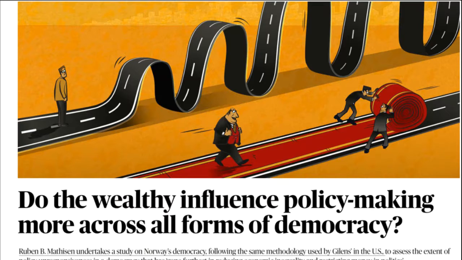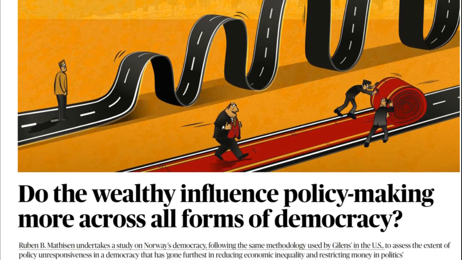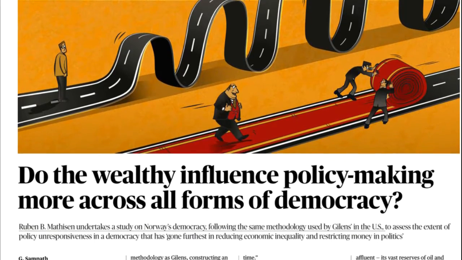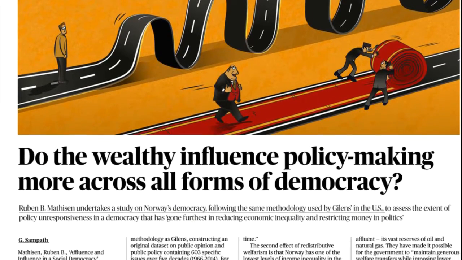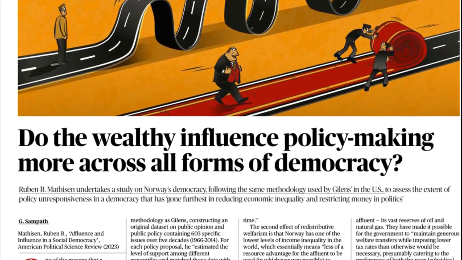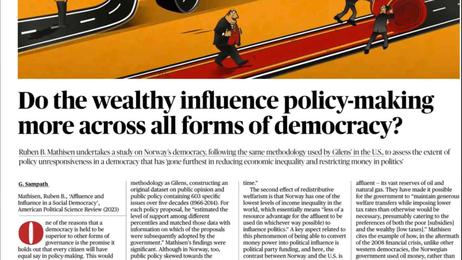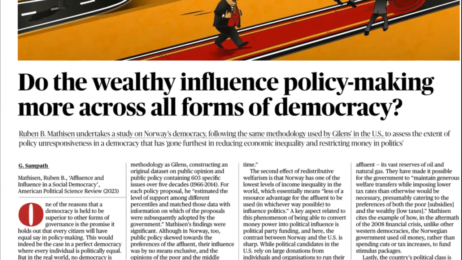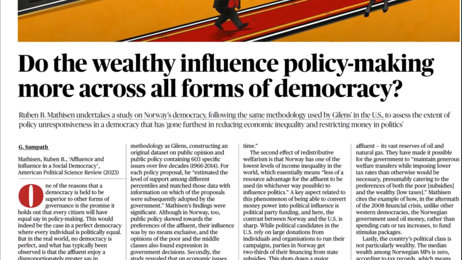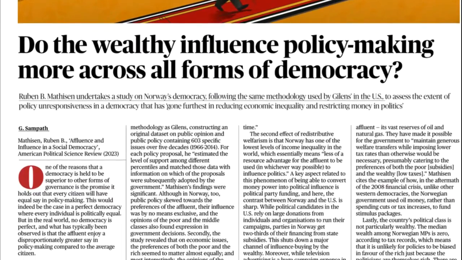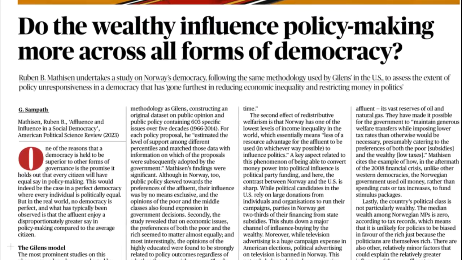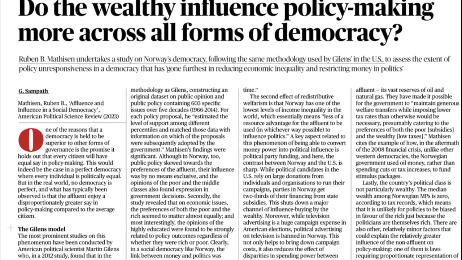The next article is, do the wealthy influence policy making more across all forms of democracy? This is an article on the Gilens study in USA where American political scientist Martin Gilens found in a 2012 study that US public policy decidedly favored the preferences of the affluent at the expense of the poor and the middle class. The article goes on to mention the heavy reliance of US parties on private campaign funding.